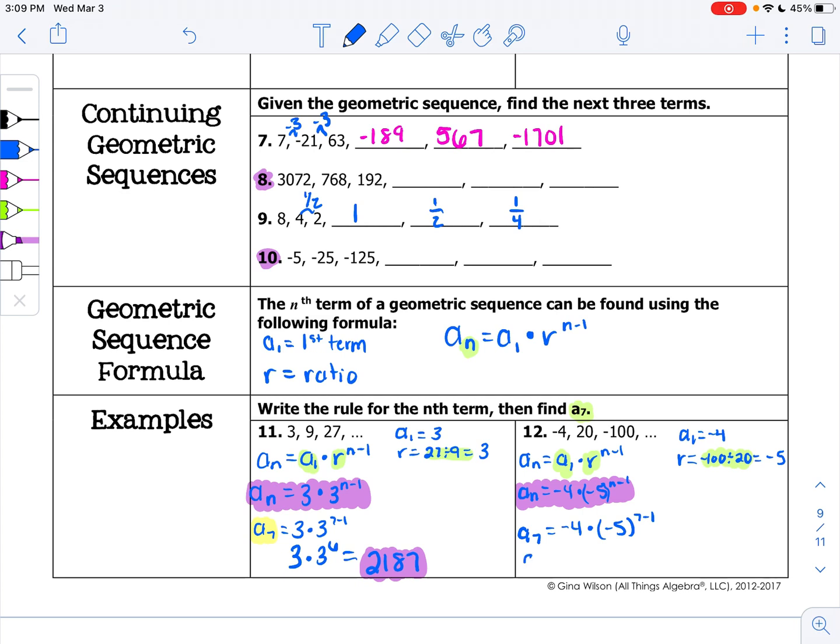That would be a sub 7 equals negative 4 times, in parentheses, negative 5 to the 6th power. Make sure that negative 5 is in parentheses, especially when you put it in the calculator. Because when you calculate negative 5 to the 6th power, if it's not in parentheses, you get a different answer. And when I calculate that, I get 62,500. That would be our 7th number in the sequence.